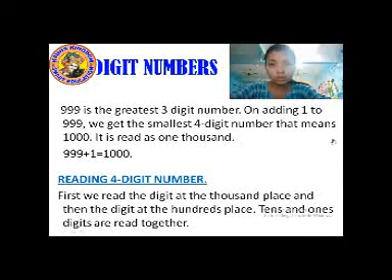Now we are going to learn reading 4-digit numbers. First we read the digit at the 1000s place, then the digit at the 100s place. Tens and ones digits are read together.